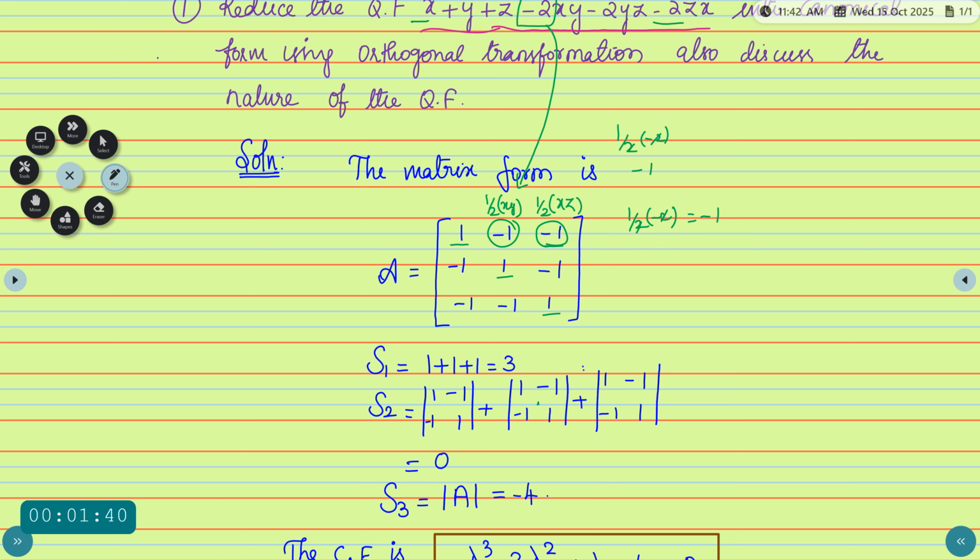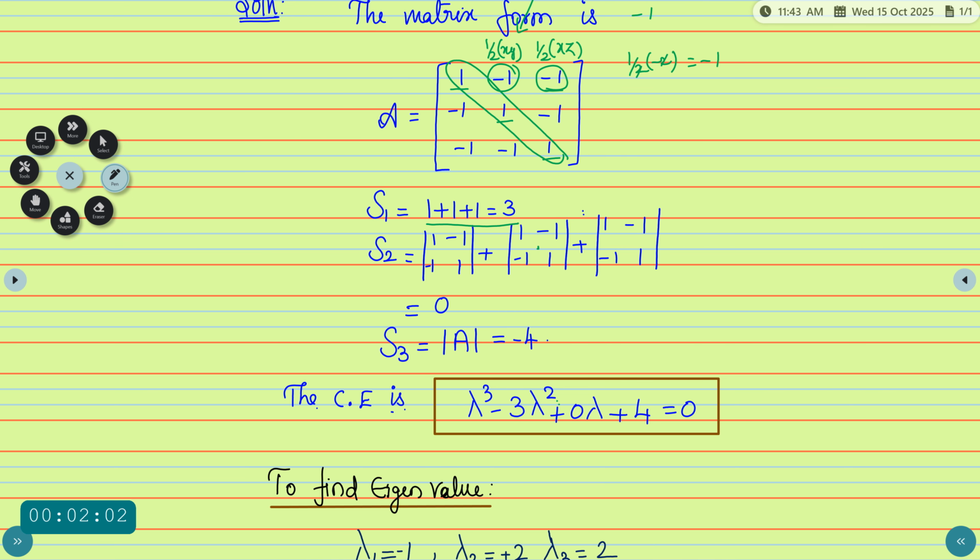Next, we are going to find the characteristic equation. So first, we are going to find S1. S1 is sum of the diagonals. Already you know S1 is equal to 3. Next, S2 is determinant of A. Sorry, S2 is sum of the minors of main diagonals.